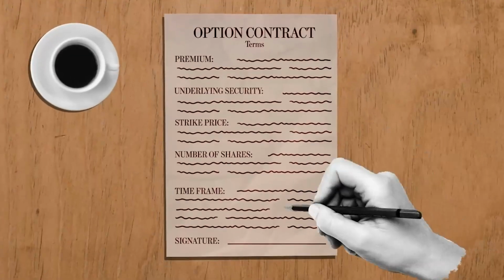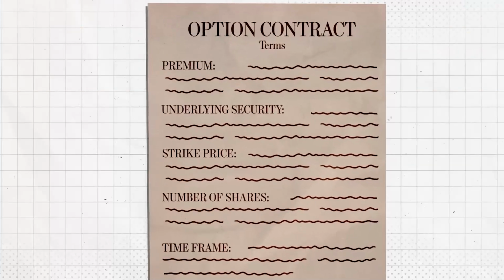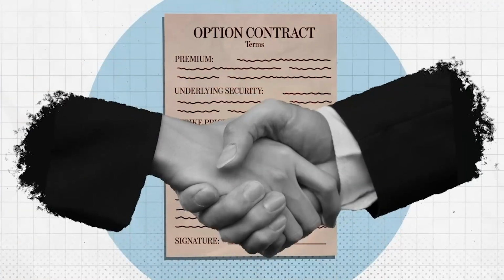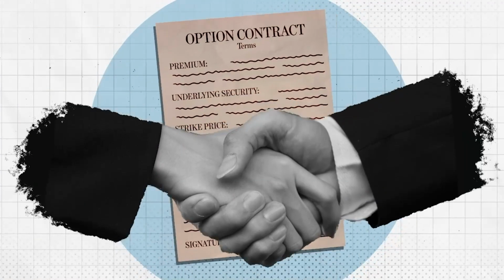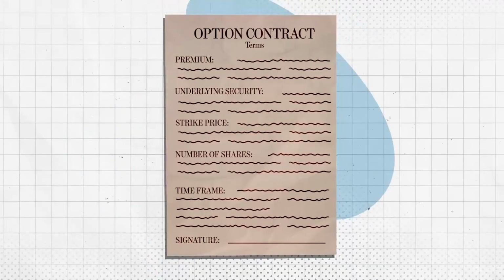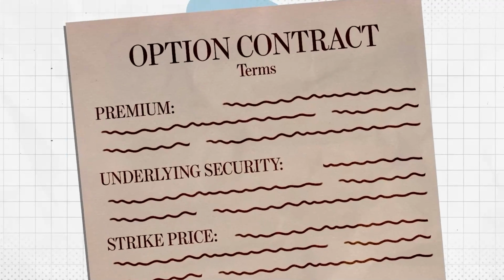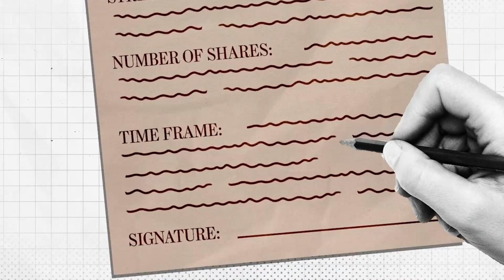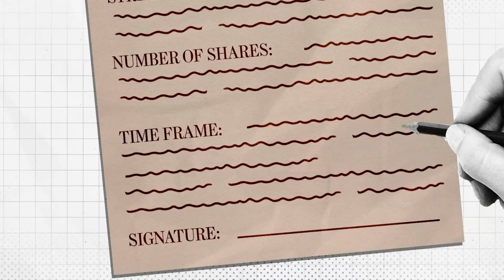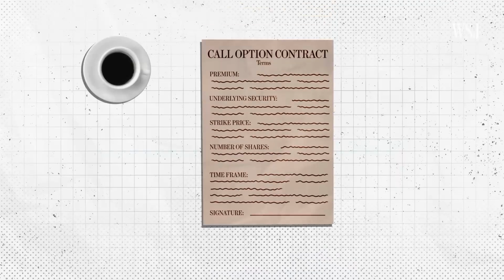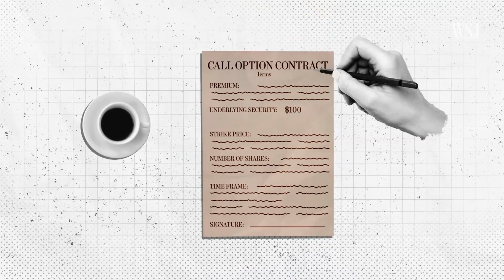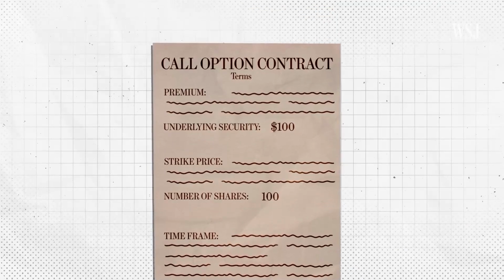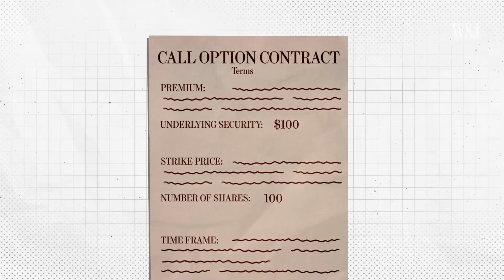Options are tradable contracts that investors use to speculate about whether an asset's price will be higher or lower at a certain date in the future, without any requirement to actually buy the asset in question. In other words, options are contracts that give the purchaser the right, but not the obligation, to buy or sell a security, such as a stock or exchange-traded fund, at a fixed price within a specific period of time.